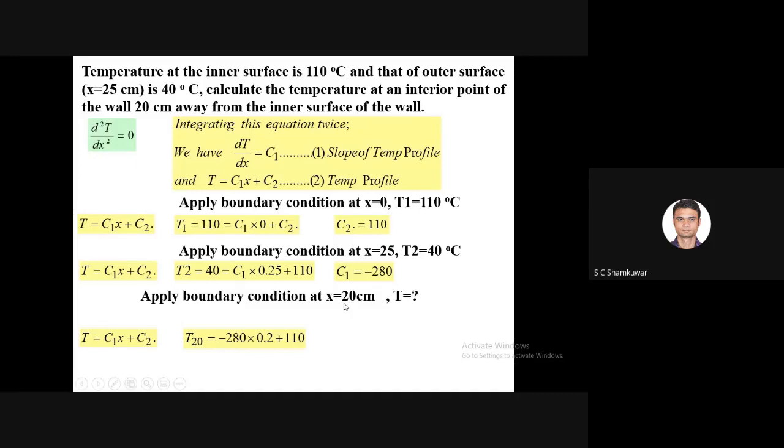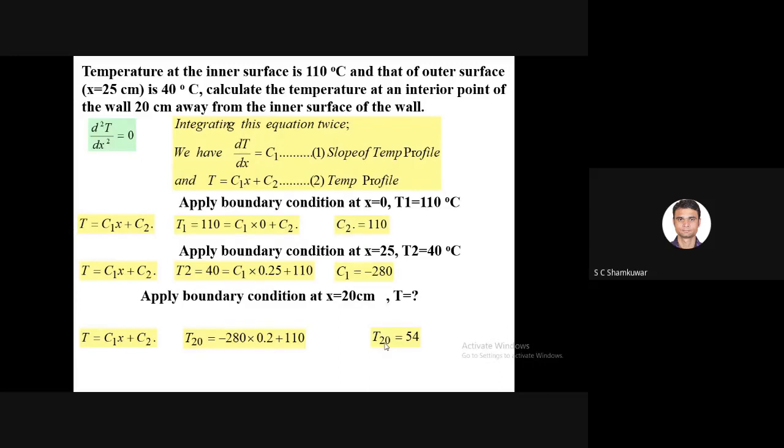So now this is the boundary condition. X is equal to 20 centimeter. What will be the temperature? Okay. So we know C1, C2. We know X. X is 20 centimeter, means 0.2. So we will get now the temperature at a distance of 20, it is now 54 degree Celsius.